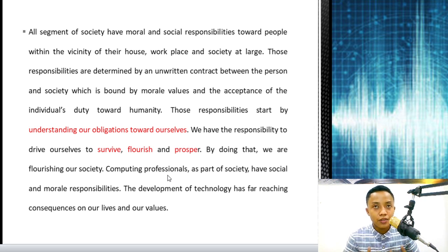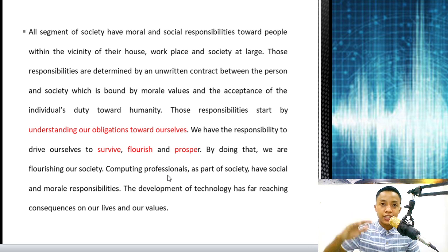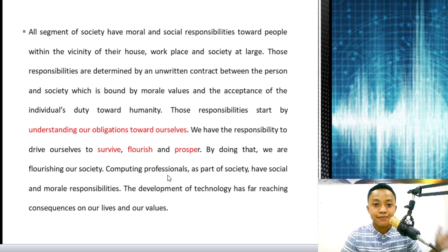Kaya nga po, magsisimula sa ating sarili. Kung ang ating sarili ay tinitreat natin ng mabuti, lalong-lalo na kung i-treat natin ng mabuti ang mga taong naggagamit ng mga bagay na ating kine-create o dine-develop as an IT student. Kaya, we should consider users and lalong-lalo na rin po sa ating sa kapakawanan ng bawat isa. By doing that, we are flourishing our society. Sa pamamagitan yan, sa paggawa natin yan, we are flourishing our society.